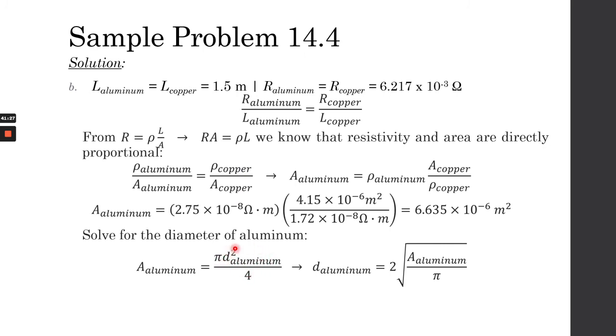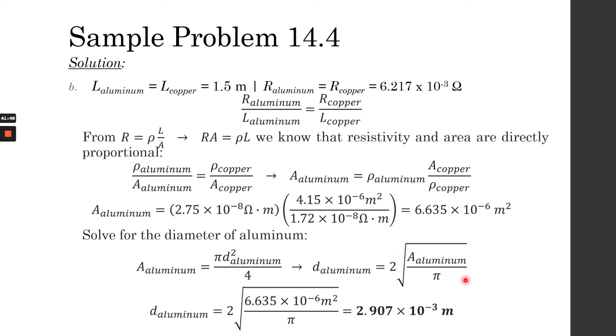So to get the diameter, rearrange the equation: multiply both sides by 4 and divide both sides by pi. Then square root both sides, because this is squared, to remove the square. So we know that the diameter of the aluminum is equal to 2 times the square root of the area of the aluminum divided by pi.